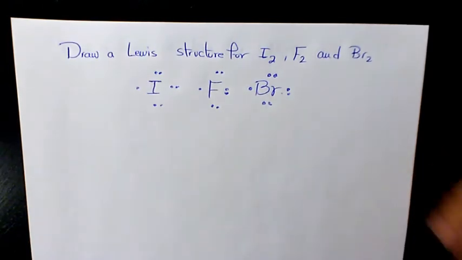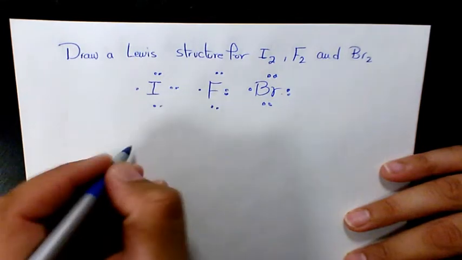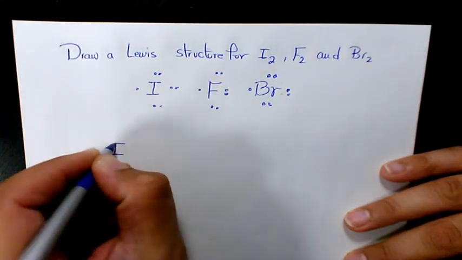As you see here, the bonding capacity of all these 3 elements is 1 because we have just a single electron in here. So the bonding capacity is 1. So whenever we have I2, it's going to be something like that.